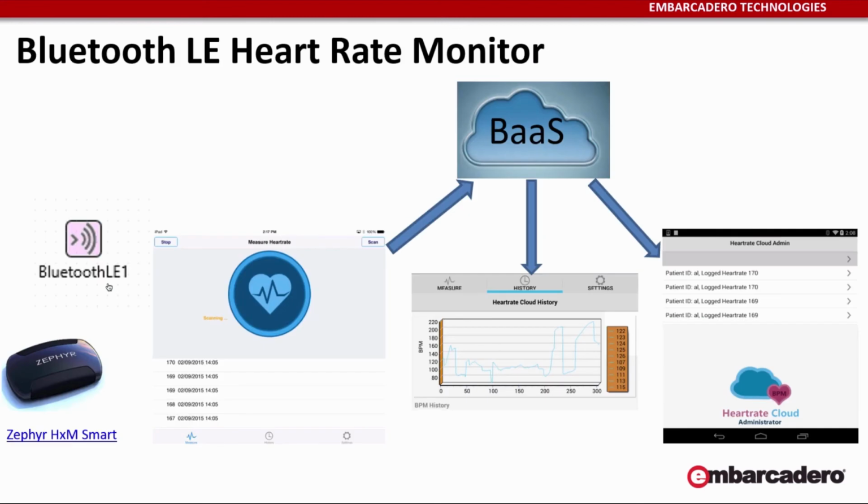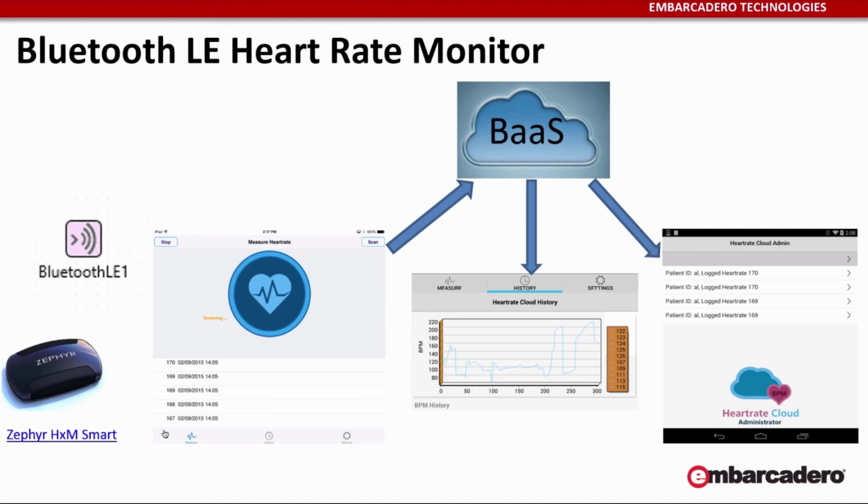Let's now look at how we can use the new RAD Studio XE7 Bluetooth LE component to capture heart rate beats per minute from a Bluetooth LE heart rate monitor. So for this example, I'm going to be using a Zephyr smart heart rate monitor, but any Bluetooth LE gadget, device, or sensor that has a Bluetooth LE heart rate service should also work.